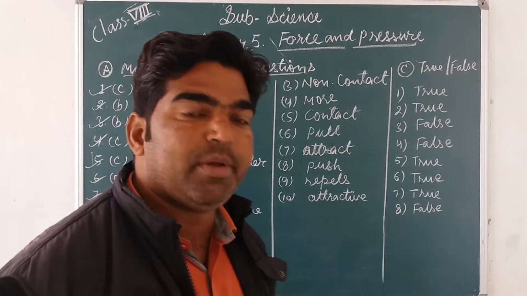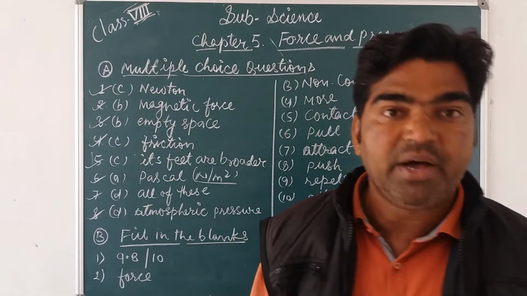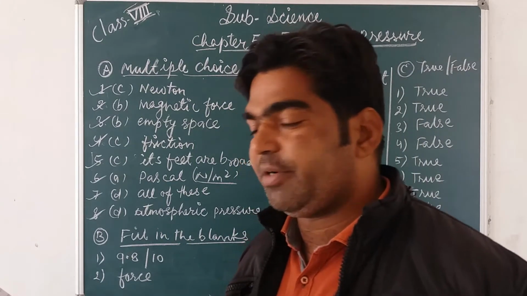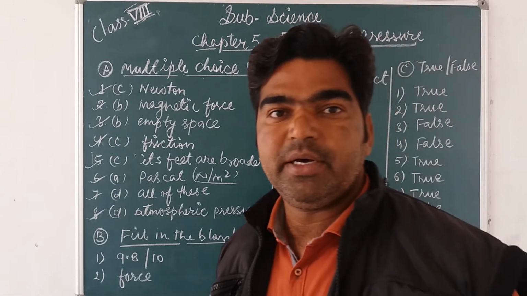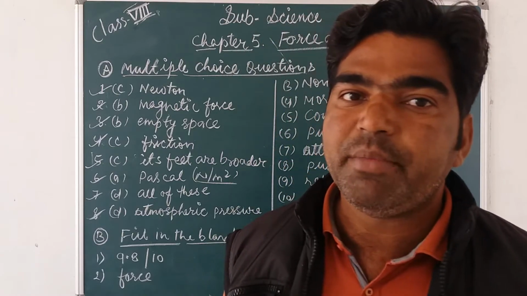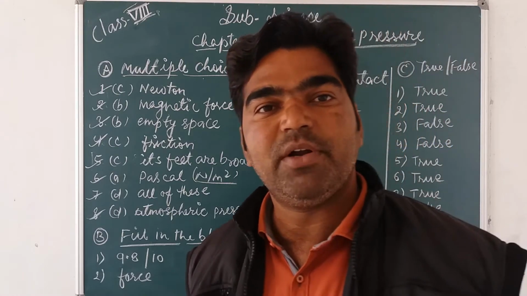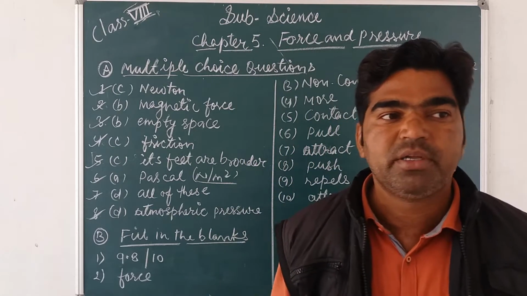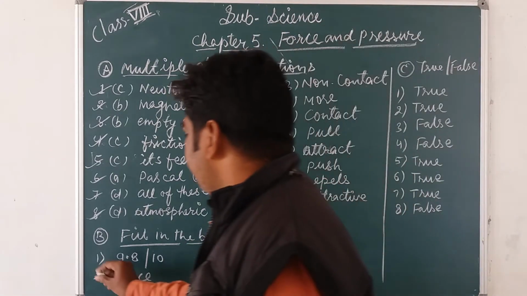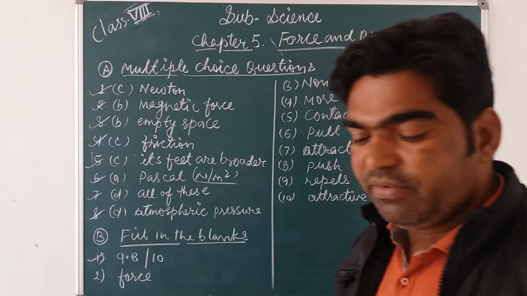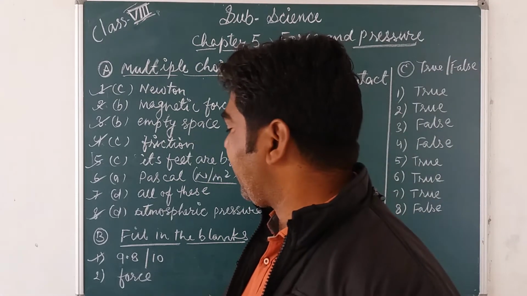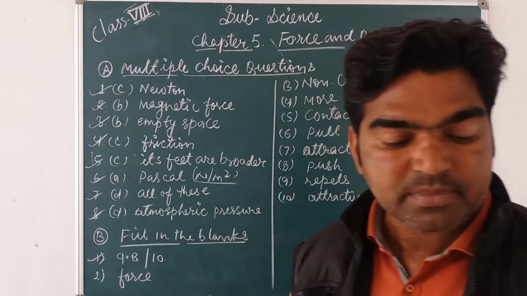Now next, question number B, fill in the blanks. First one, 1 kgf is equal to what? As I told you during the class time, 1 kgf means 1 kilogram of force, and 1 kilogram force is equal to 9.8 or maybe 10 Newton. So the answer of the first fill in the blanks is 9.8, or probably 10 Newton, okay.